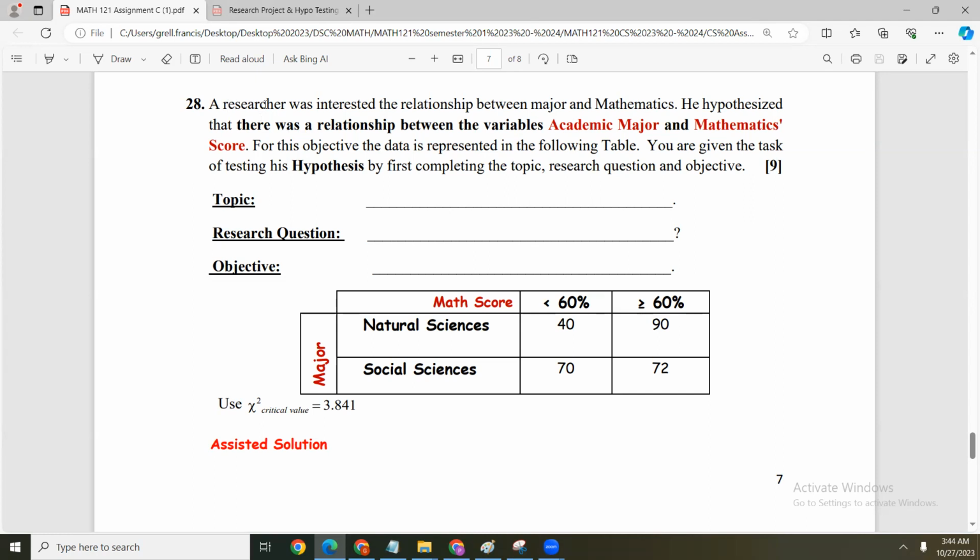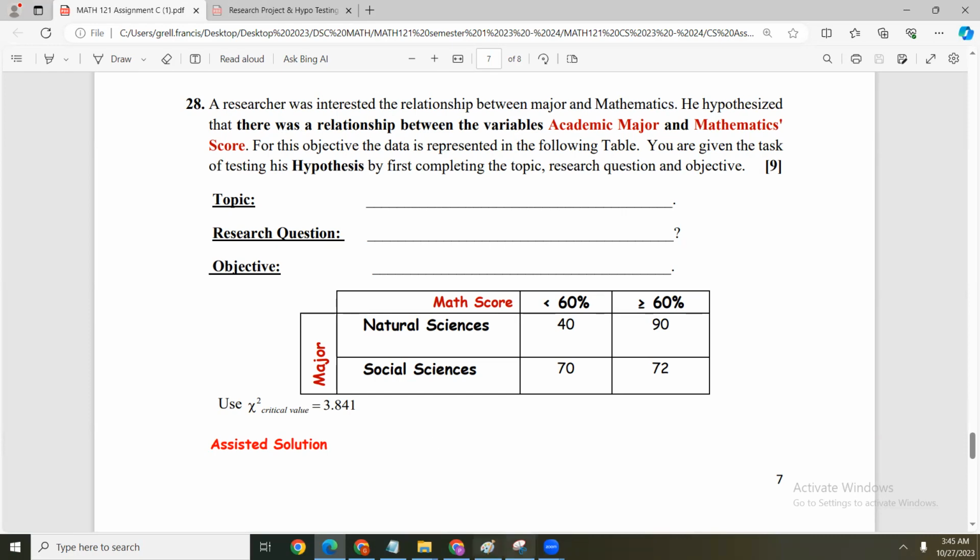It says a researcher was interested in the relationship between major and mathematics. That's your major in a college and your mathematics score. He hypothesized that there was a relationship between the variables, academic measure and mathematics score. So he's hypothesizing, he's claiming that there is a relationship. So for this objective, the data is represented in the following table. You are given the task of testing this hypothesis by first completing the topic, research question, and the above objective.